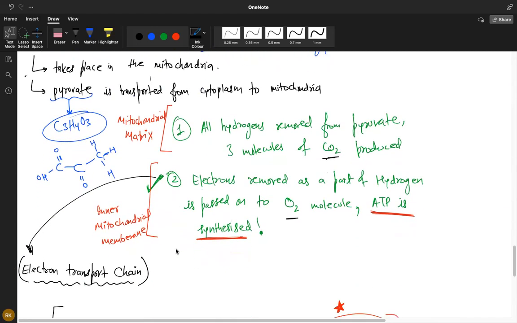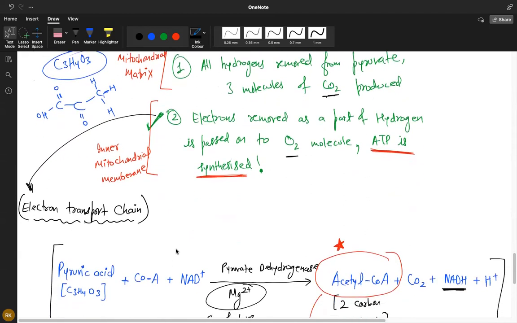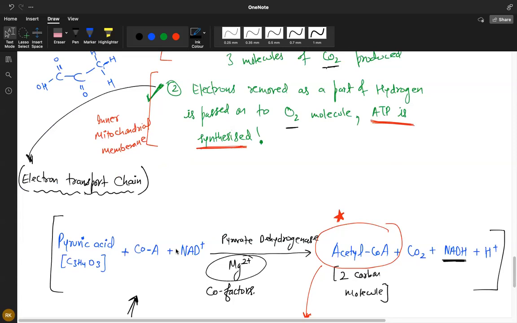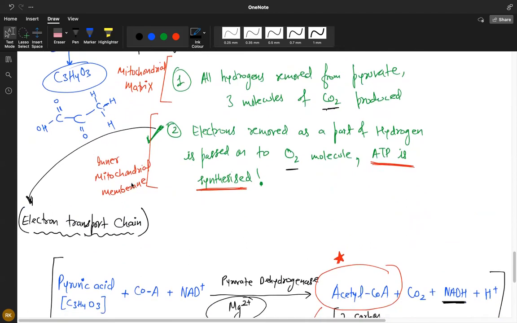Formula of pyruvate is C3H4O3, and there are two steps. First of all, the complete oxidation of pyruvate takes place by removing all hydrogens that leads to the formation of 3 molecules of carbon dioxide. And this takes place in the mitochondrial matrix. Then the electrons removed as a part of hydrogen are passed on to oxygen molecule. That is reduction of oxygen and forms water, and ATP is synthesized. And it is called electron transport chain, and it happens in the inner membrane of mitochondria. Perfect.